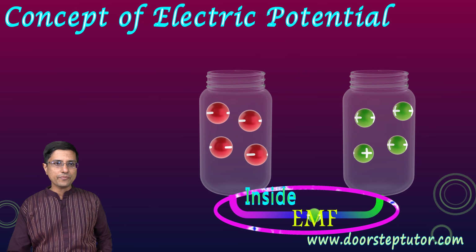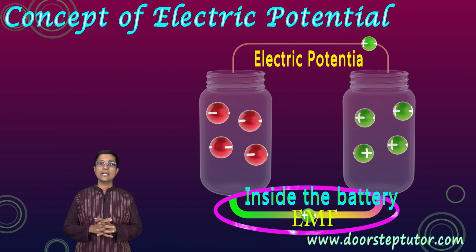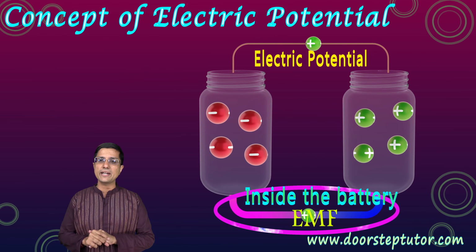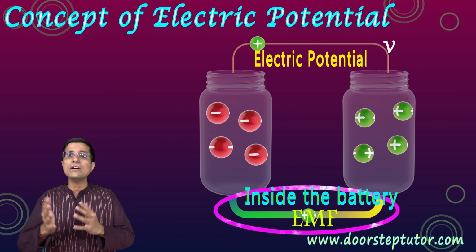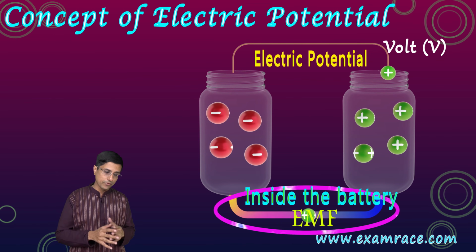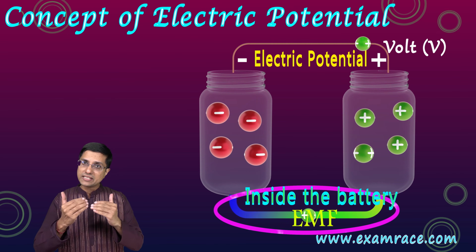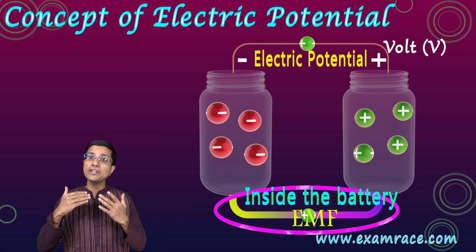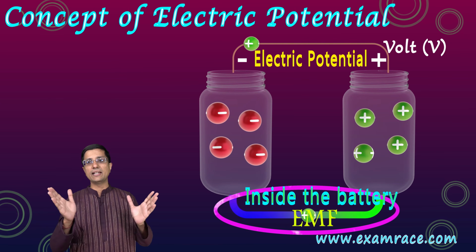Now the same electromotive force is available in the circuit. When the battery is connected to the circuit across the two terminals of the battery, the same electromotive force is available externally as a voltage. So this is the voltage which is written on the battery as 1.5 volt. This is an example of a 9 volt battery. The EMF inside the battery gives rise to the voltage or potential difference outside the battery, which drives the electric current in the circuit.